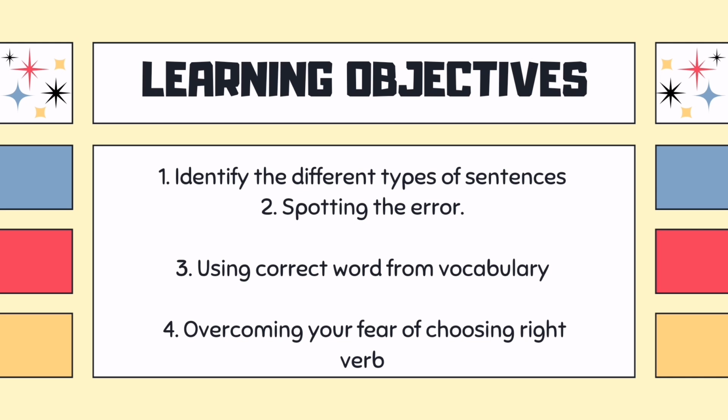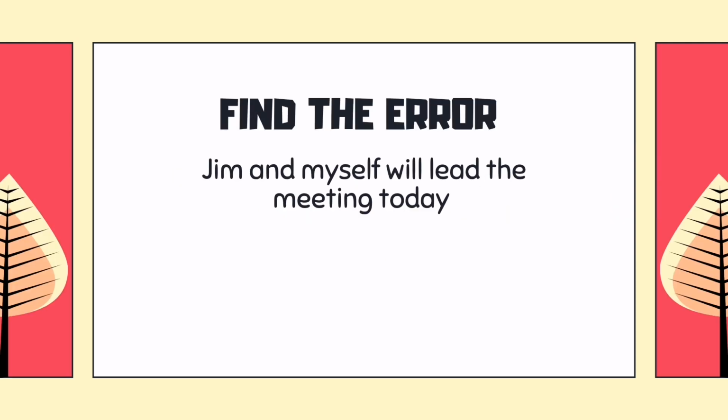And what are the learning objectives? Identify the different types of sentences. Number 2, spotting the error. Number 3, using the correct word from vocabulary. And number 4, overcoming your fear of choosing the right verb. Let's start with question number 1.